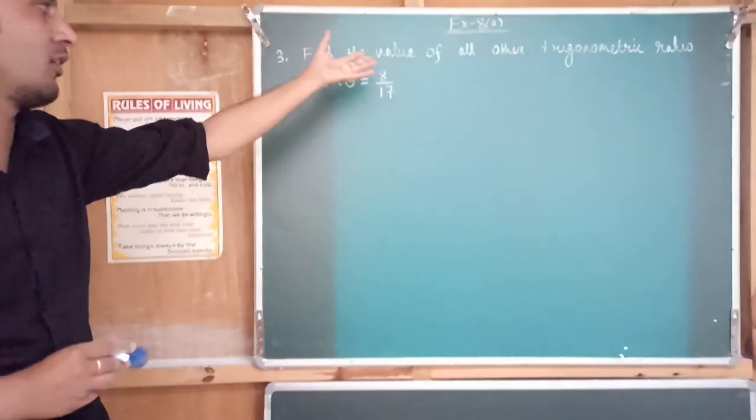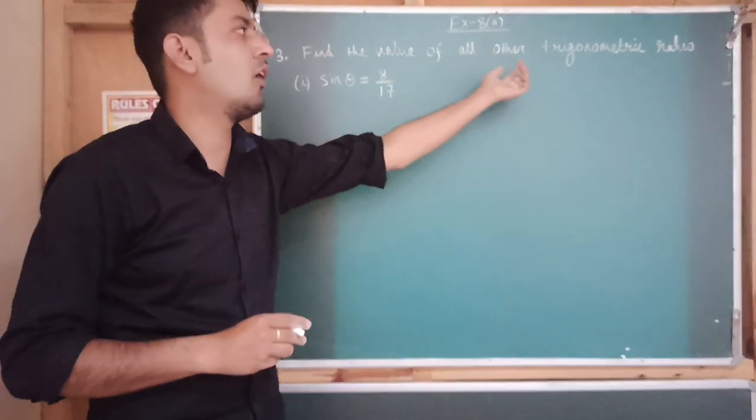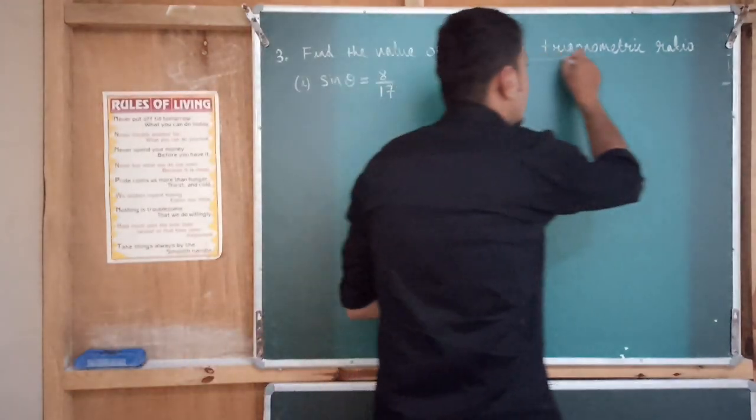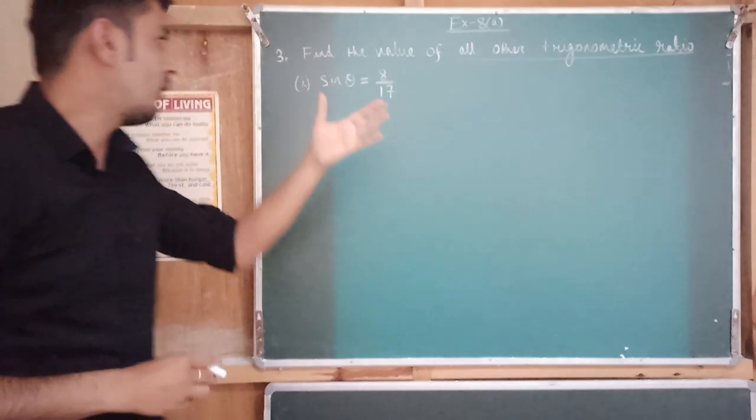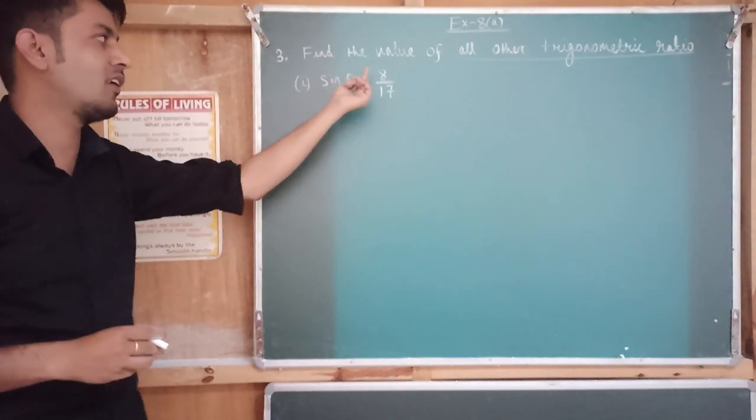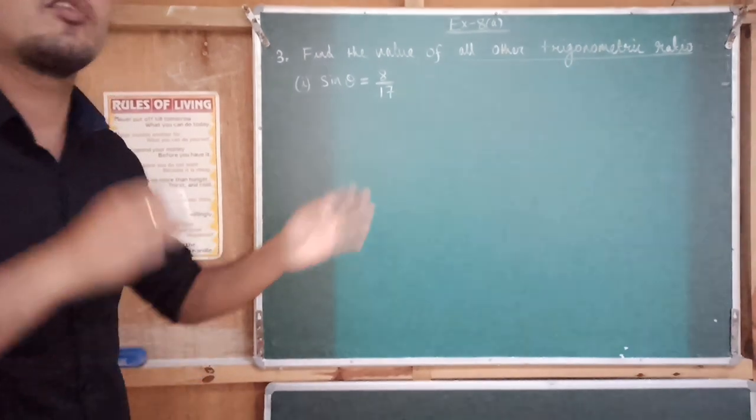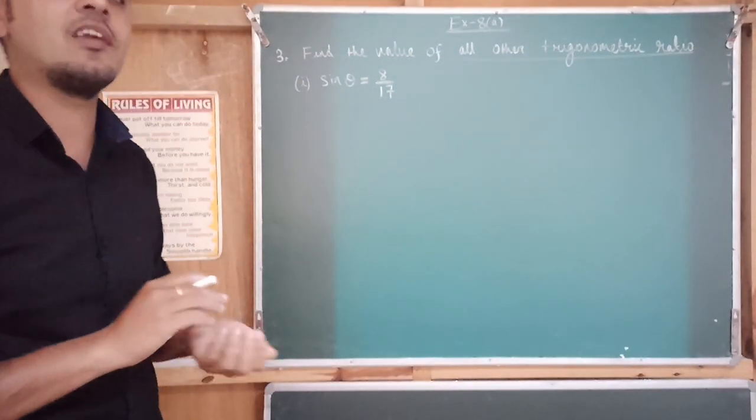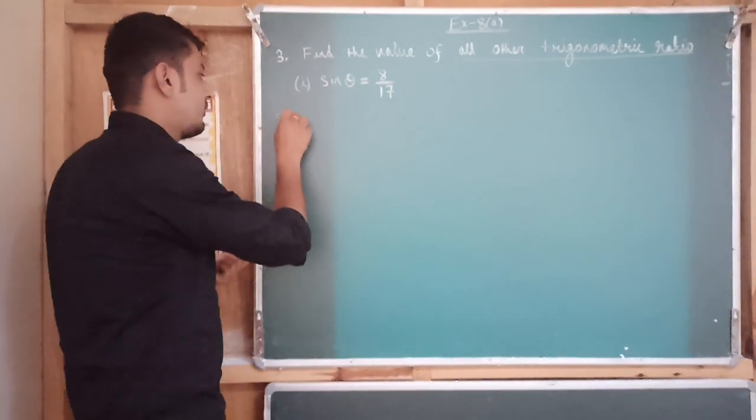Question number 3, the first one. Let me go through the question. Find the value of all other trigonometric ratios. They have asked you what? All other trigonometric ratios, and one of the ratios is given. Sin theta is given to be 8 by 17. So you have to find the rest of the 5 trigonometric ratios. Let us see how to do this problem.